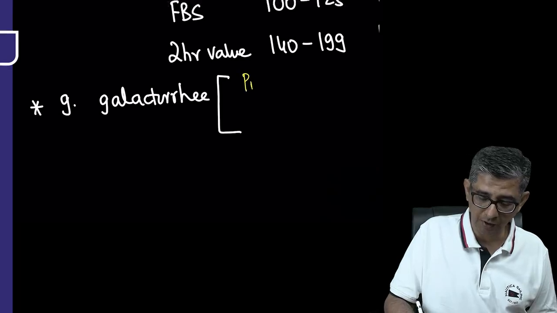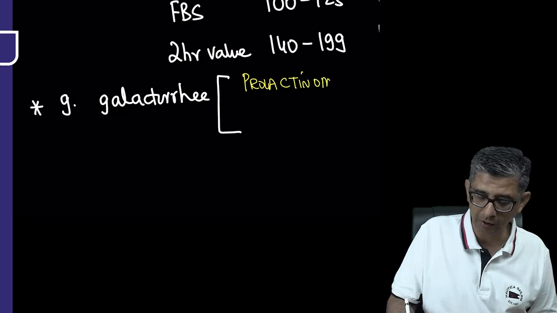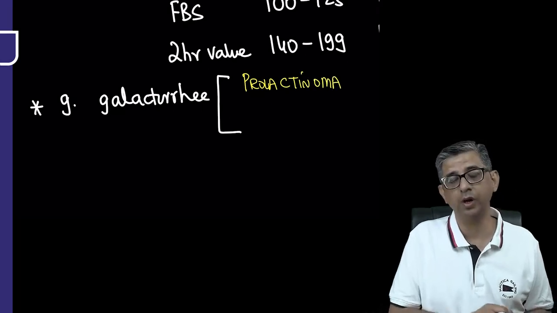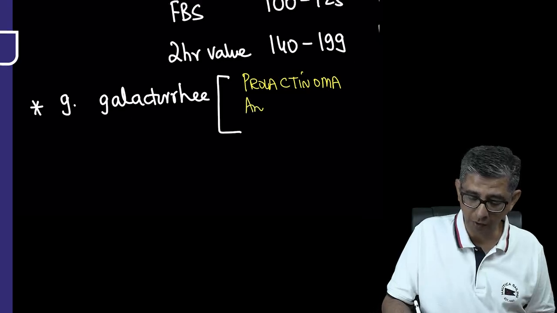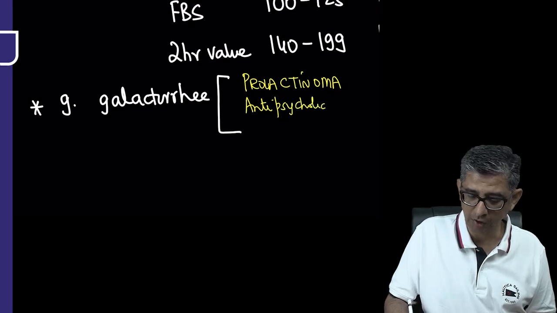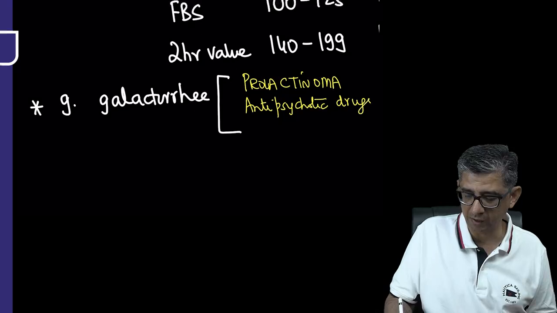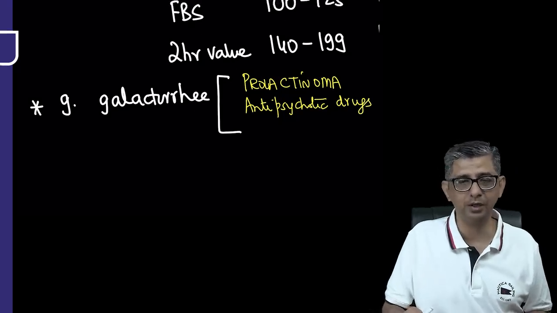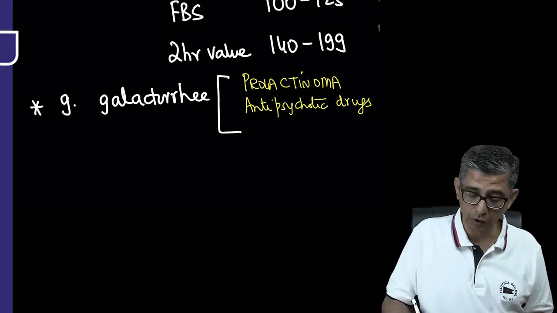The first thing that comes to your mind every time you read about galactorrhea is prolactinoma, but you need to remember things beyond this. Apart from prolactinoma, remember drugs can be causing galactorrhea. That would be antipsychotic drugs. Though there are multiple side effects of antipsychotic drugs ranging from akathisia to tardive dyskinesia, galactorrhea is also to be remembered. Then is chronic kidney disease.